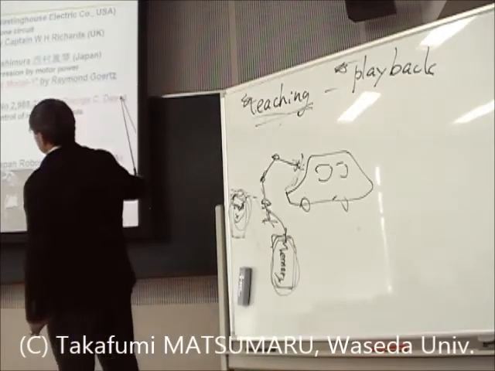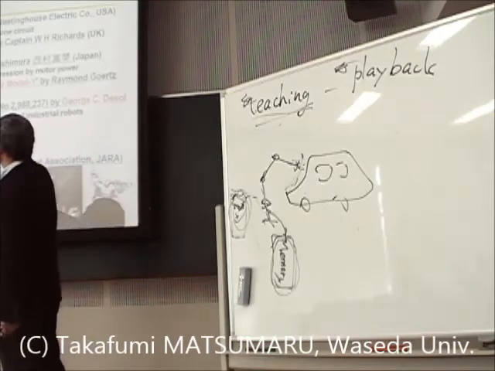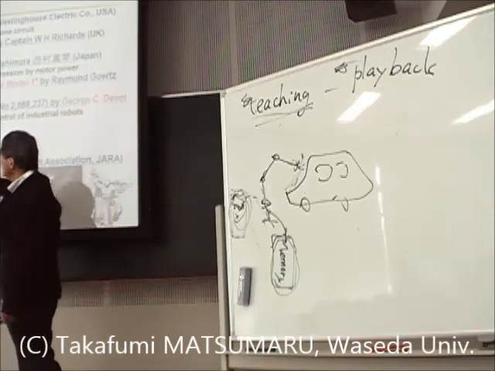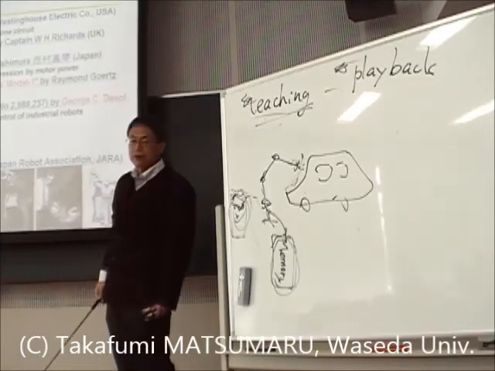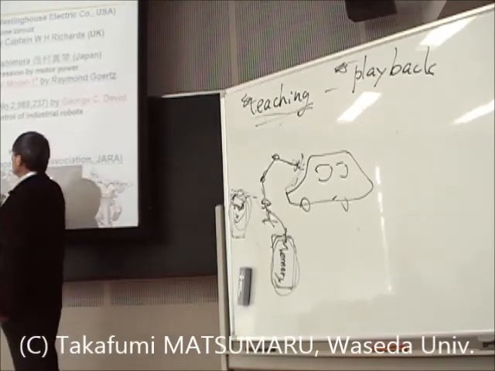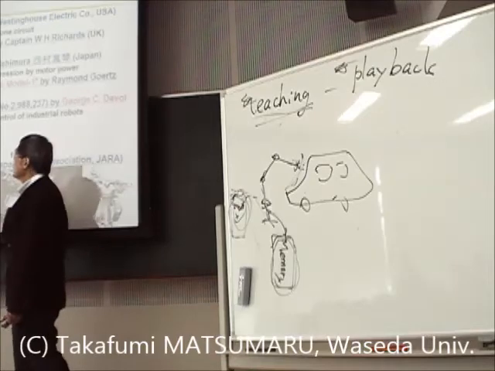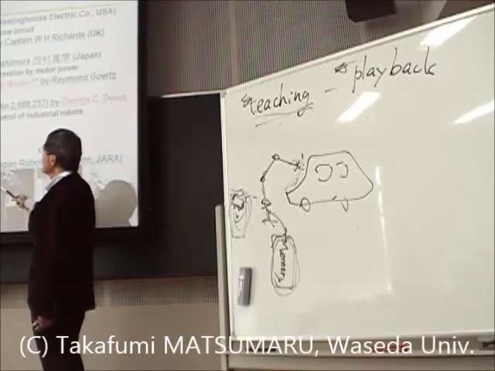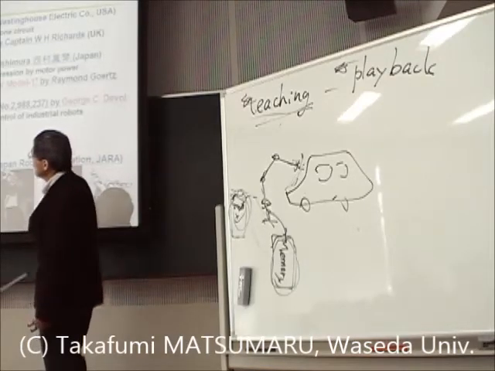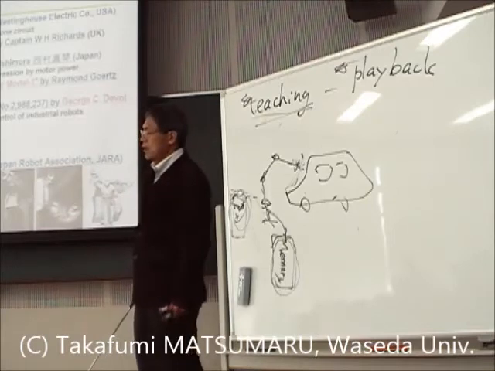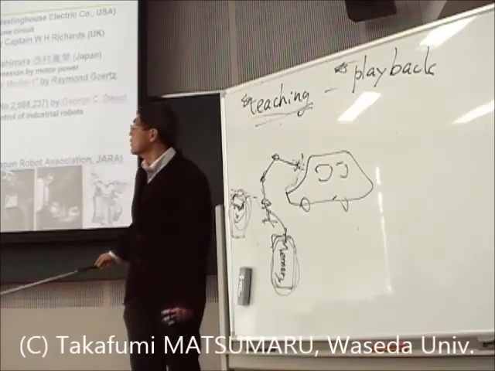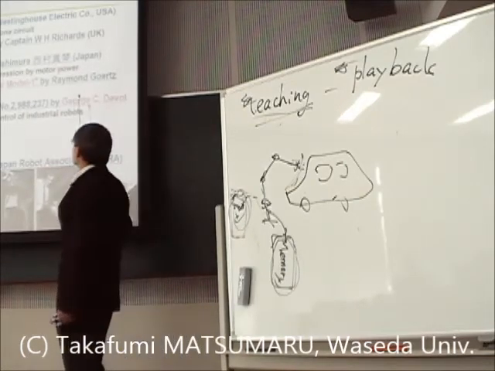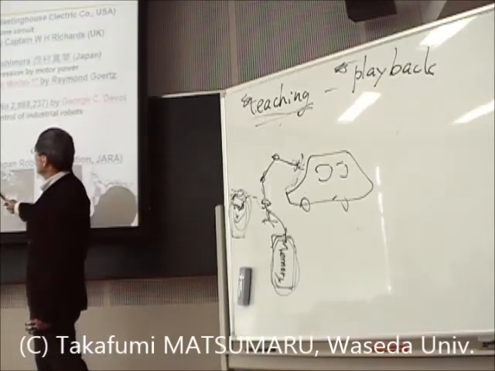George Devol's Unimate and Versatran are the first two industrial robots in the world. Unimate by Unimation Incorporated, Versatran by AMF, American Machine and Foundry. Both United States companies announced these two industrial robots as commercially available. And George Devol is one of the founders of Unimation Corporation.